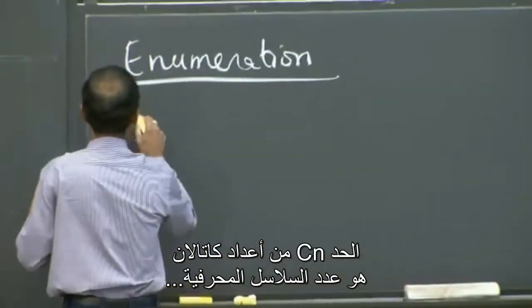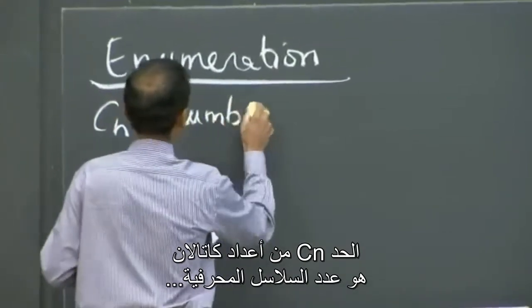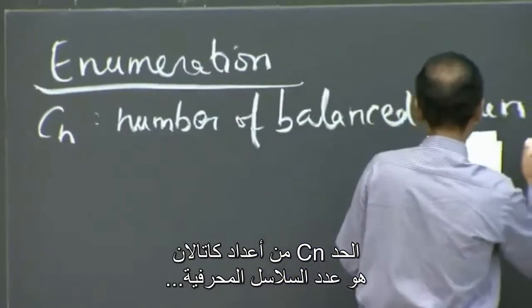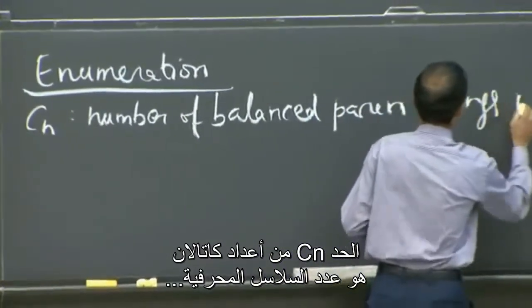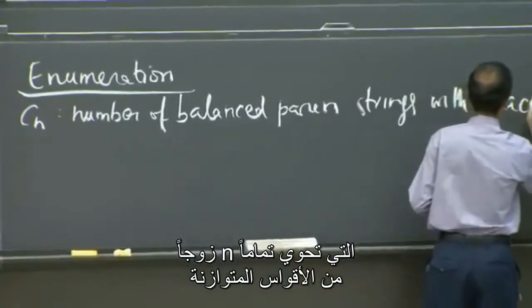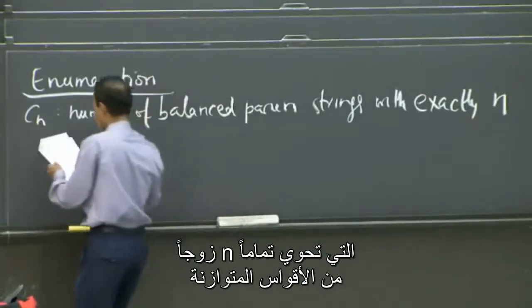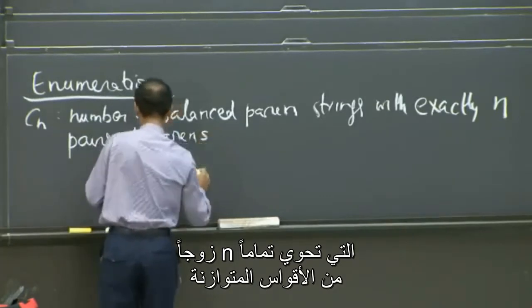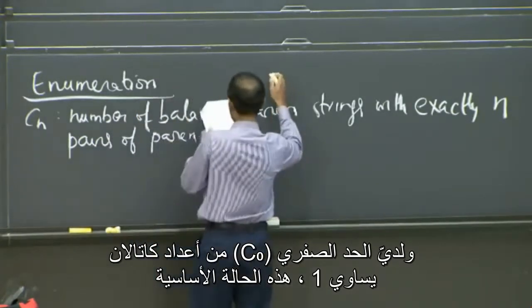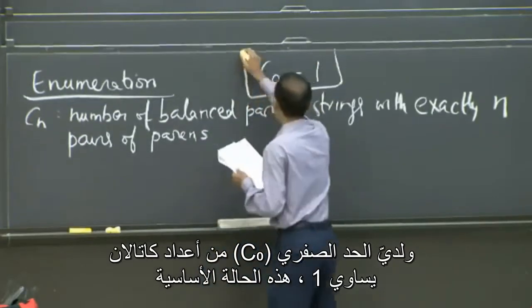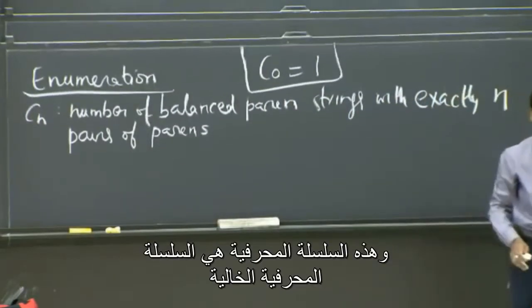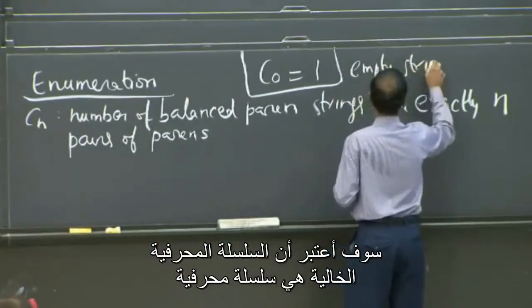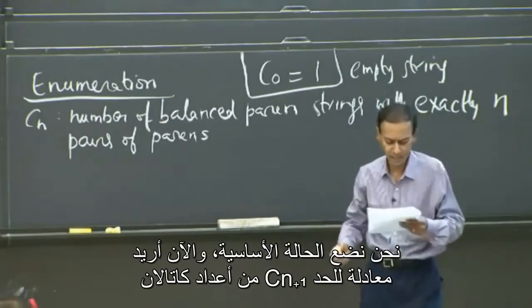And so Cn is the number of balanced parentheses strings with exactly n pairs of parentheses, and I have C0 equals 1, which is my base case, right? And that's just setting, it's an empty string. So I'm going to say that the empty string is a string, and that's just setting up the base case.